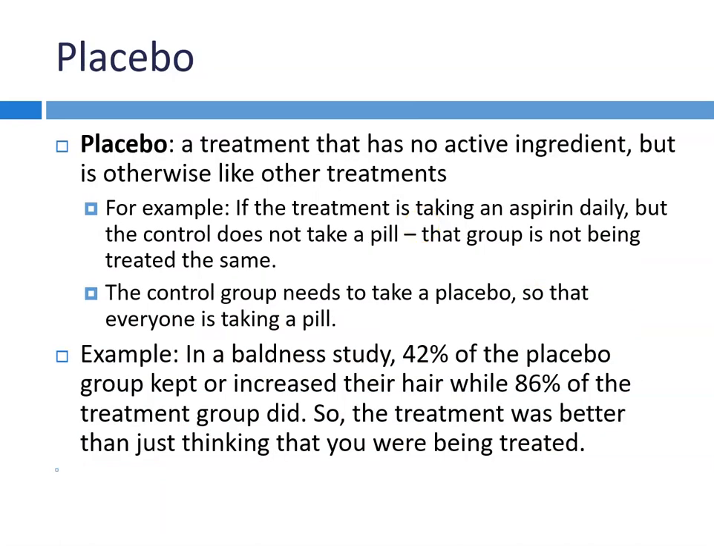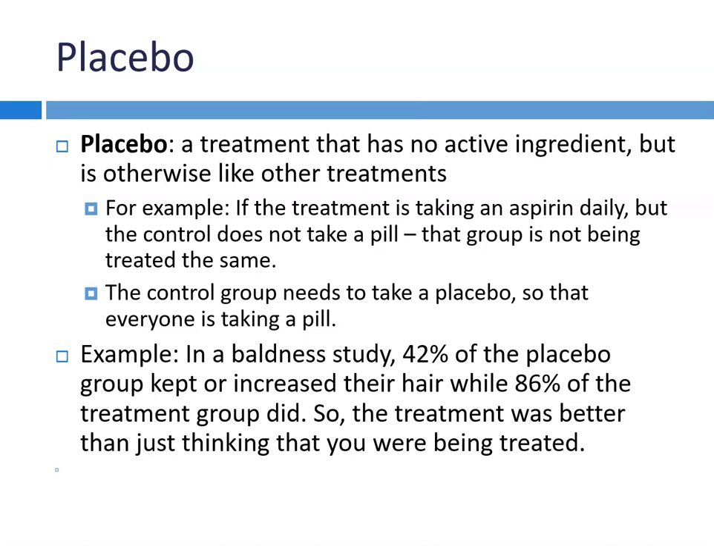Now, we just mentioned placebo. Let's talk more about that. The placebo is going to be a treatment that has no active ingredient, but is otherwise like other treatments. So, for example, if the treatment is taking an aspirin daily, but the control group doesn't take a pill, then that group is not being treated the same. So the control group is going to need to take a placebo so that everyone is taking a pill.